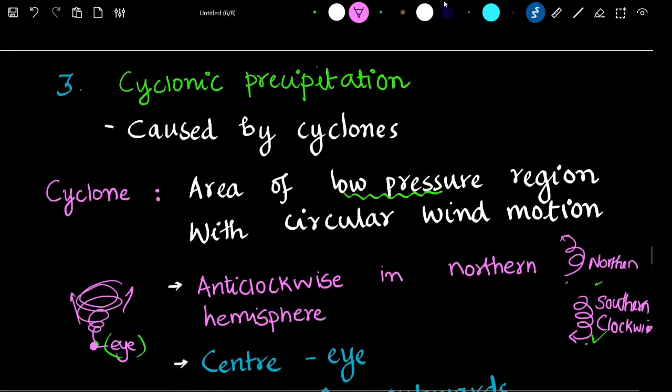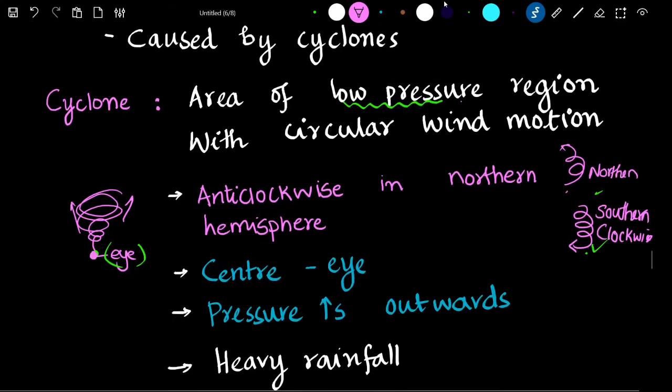The next is the cyclonic precipitation. Of course, as the name suggests, it will be caused by cyclones. And what is a cyclone? It is a large area of low pressure region with a circular wind motion. Now you need to understand that in the northern hemisphere, the winds are anti-clockwise, whereas in the southern hemisphere these winds are clockwise.